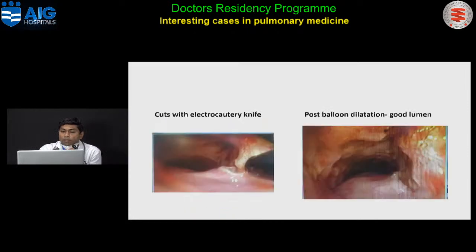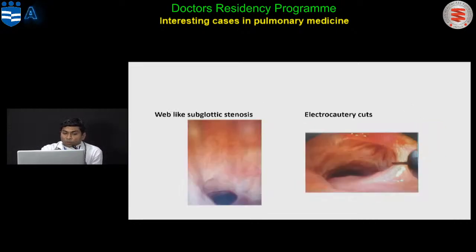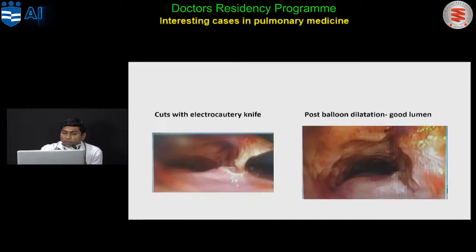And post cuts we dilated with a balloon. You can see the pre-dilatation bronchoscopic image showing the tracheal stenosis, and you can see that the tracheal lumen is very large after dilatation.